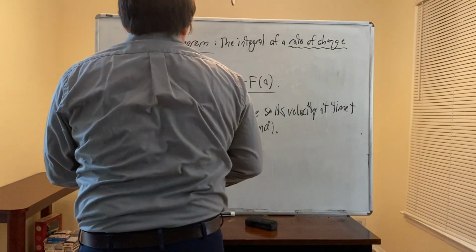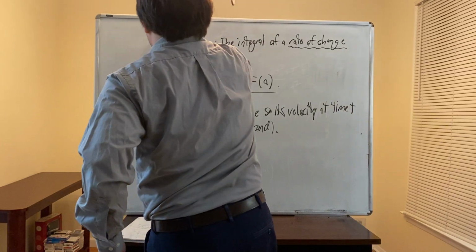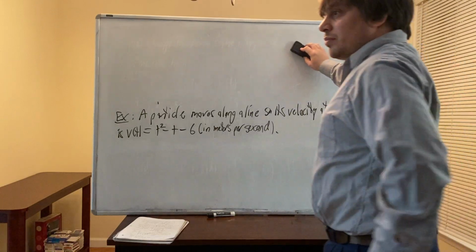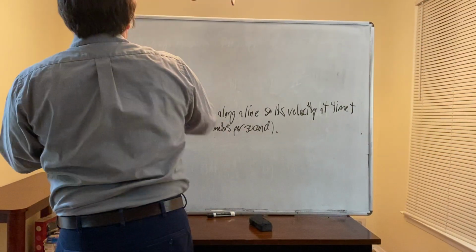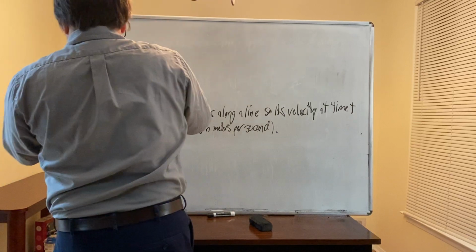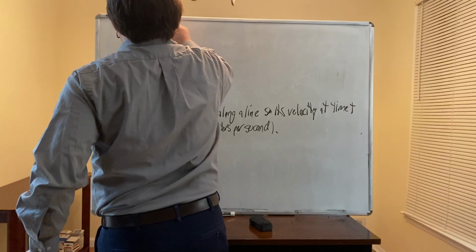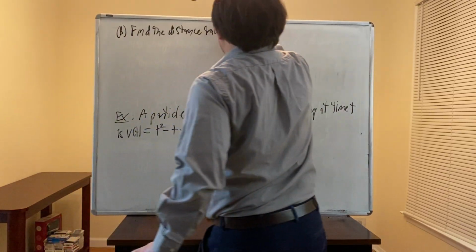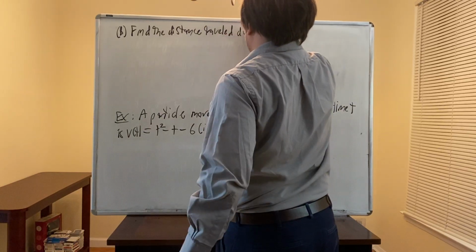Okay, so for B, we want to find the distance traveled during that time period. So I'm going to erase the net change theorem here. Okay, so for part B, I'm going to give myself space to do this. Find the distance traveled during this time period.